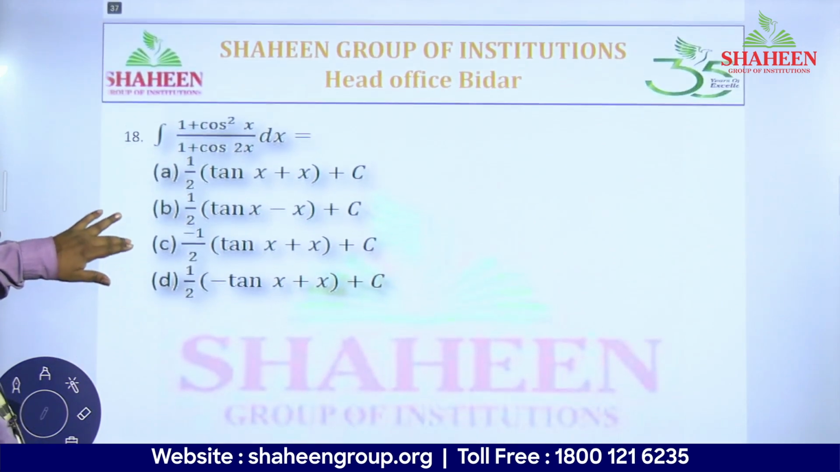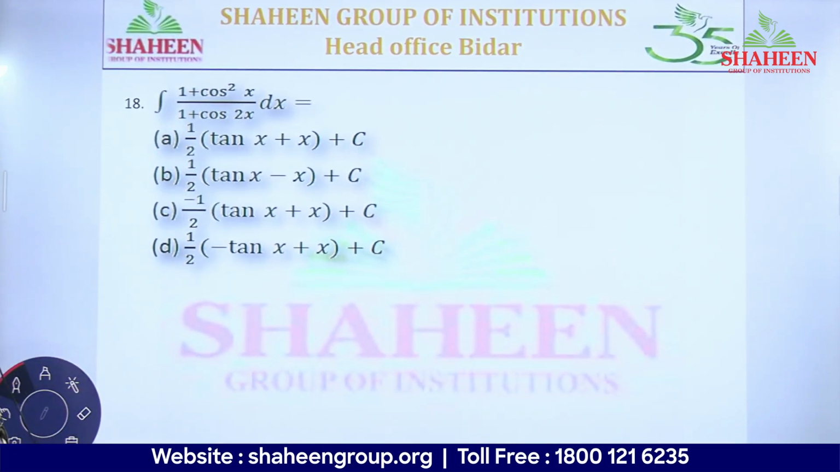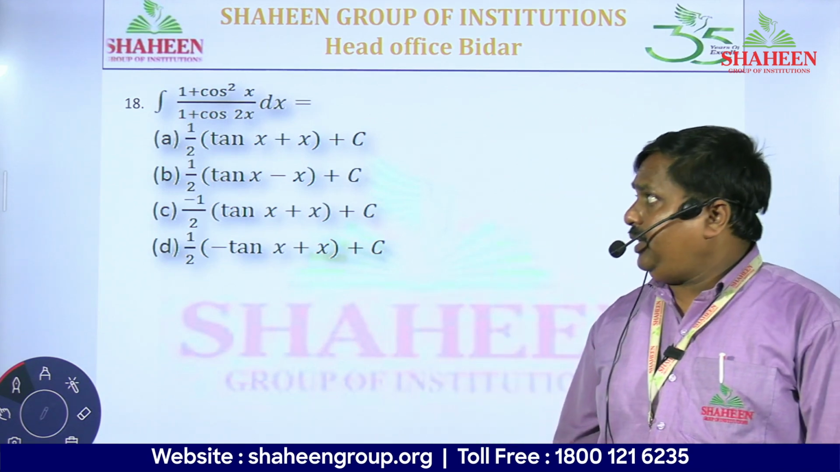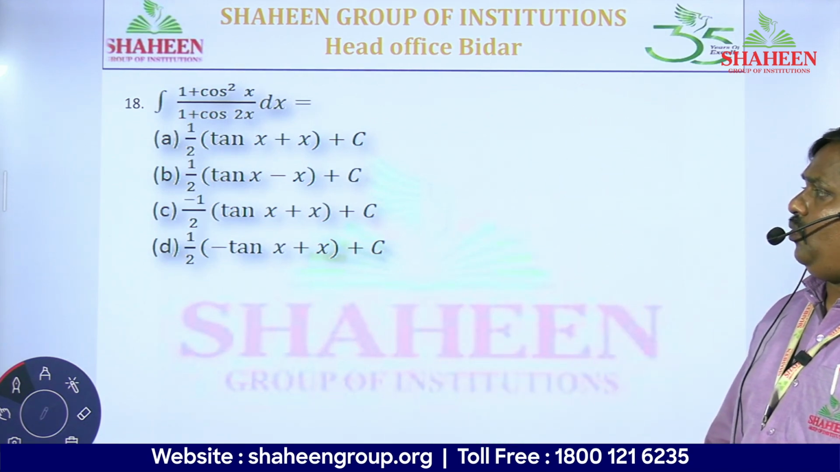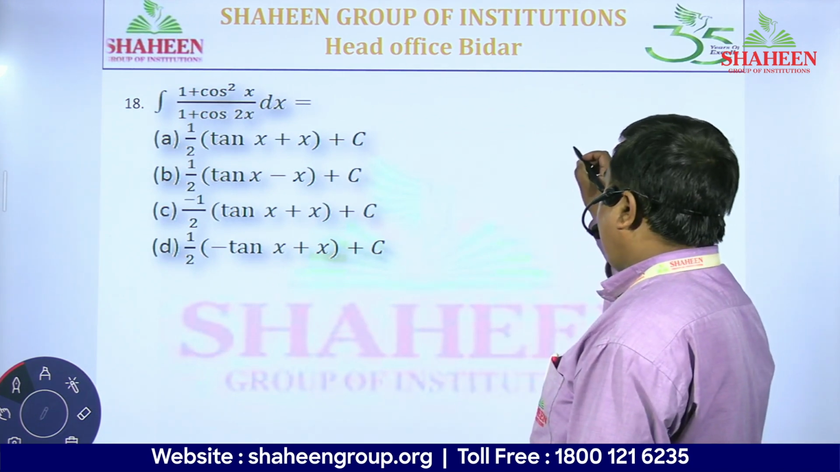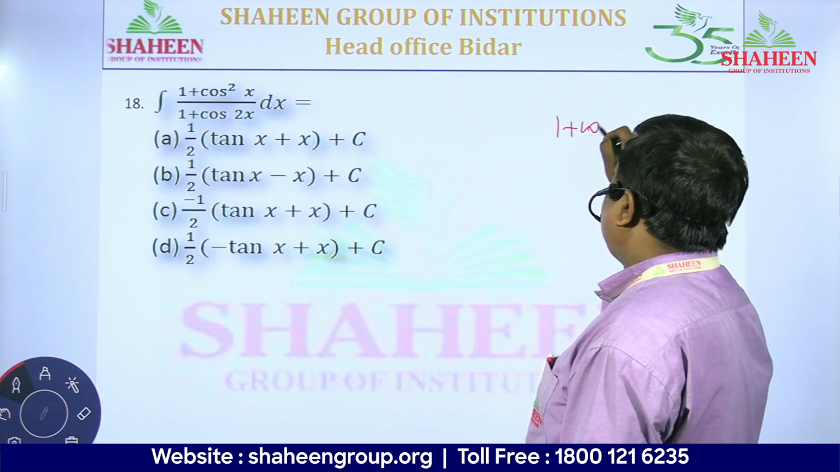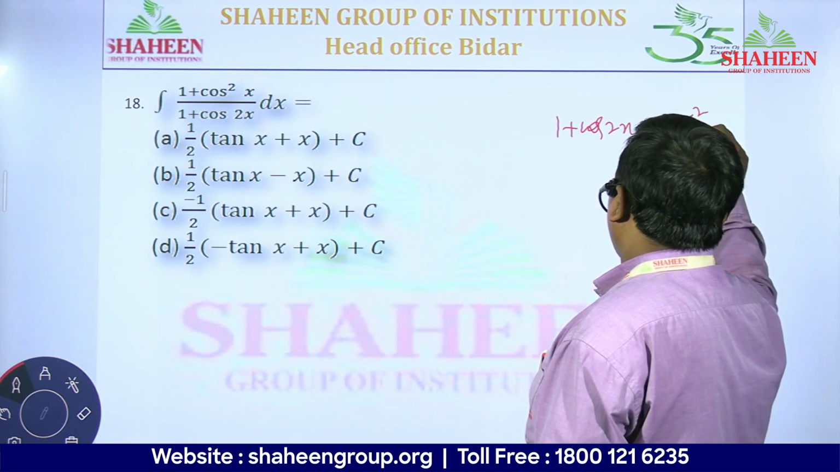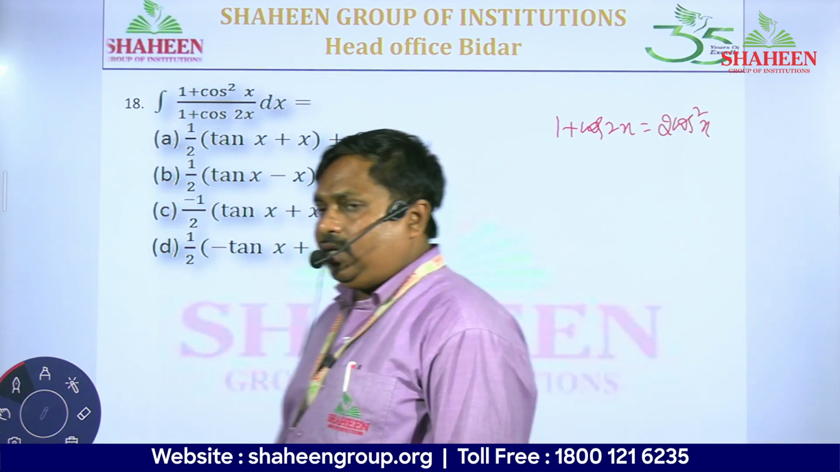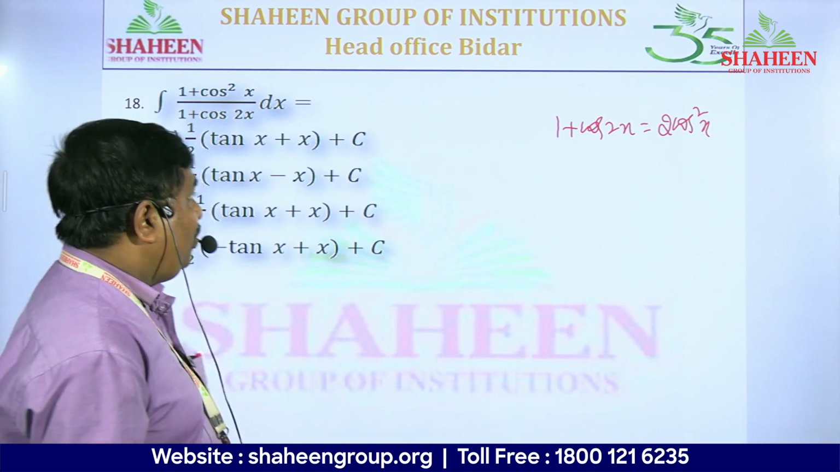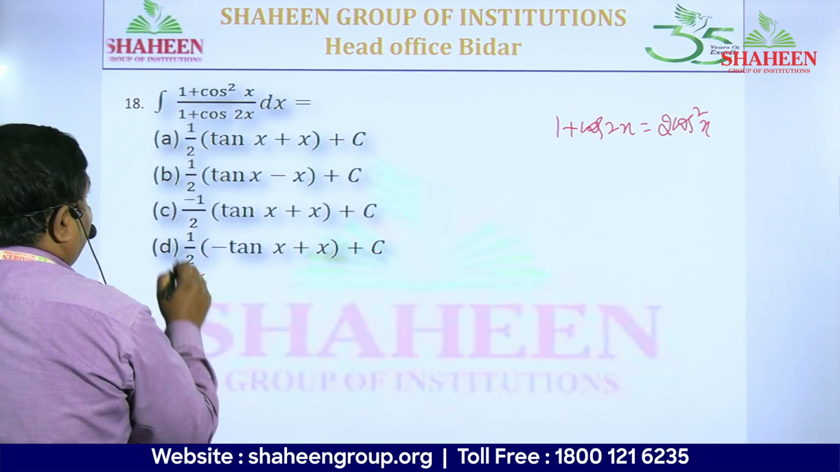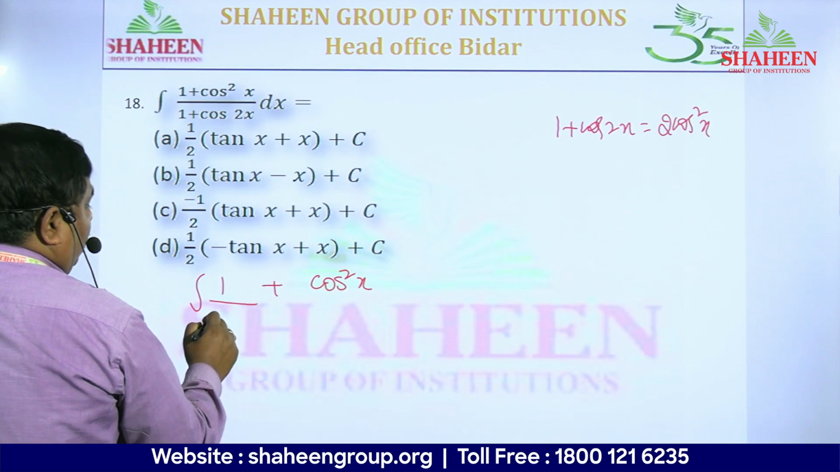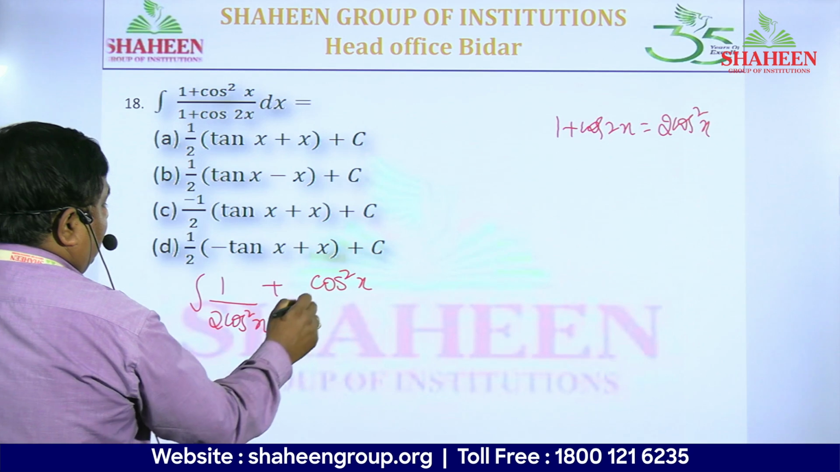The next problem is integrating (1 plus cos square x) divided by (1 plus cos 2x). We know that the trigonometric formula for 1 plus cos 2x is 2 cos square x. Substituting that formula in this given question, it becomes (1 plus cos square x) divided by 2 cos square x.